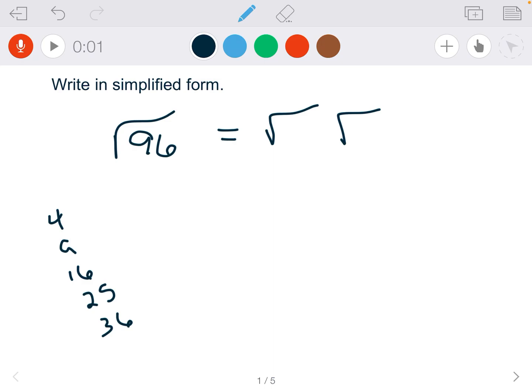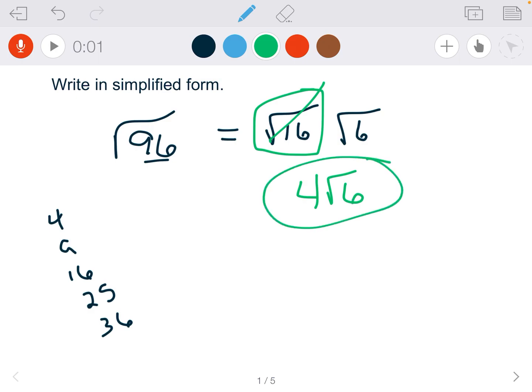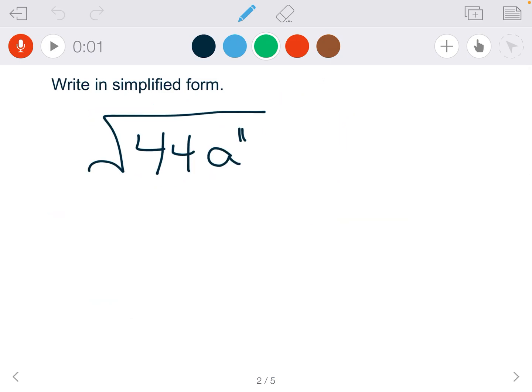So the next number I would try is 96 divided by 16, because that's a perfect square. I can see that 16 times 6 gives me the 96 I'm looking for. I did that so I can get rid of a perfect square, because I know the square root of 16 is 4. And then I bring down my 6. So 4 radical 6 is the simplified form of radical 96.